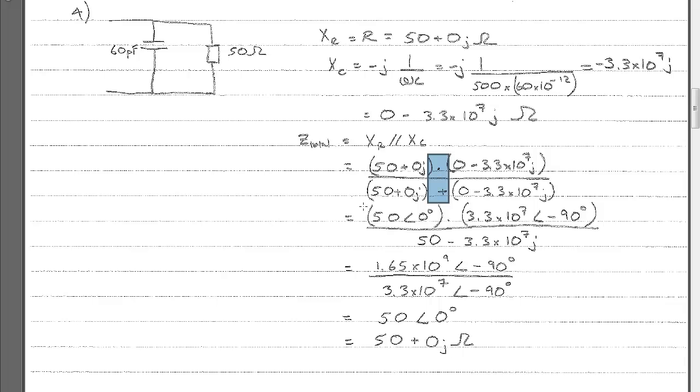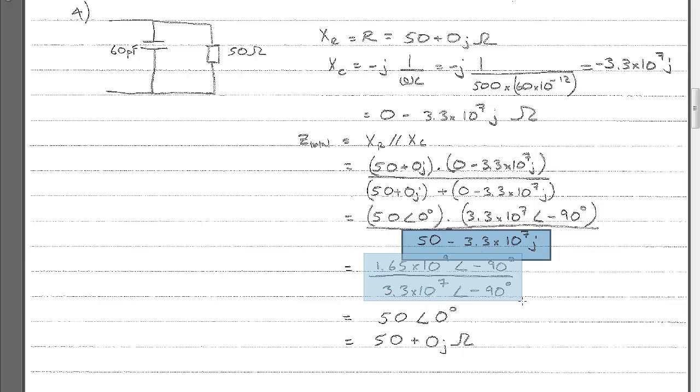So the top one I convert to polar form because we want to do a multiplication. So that becomes 50 at an angle of 0 multiplied by 3.3 times 10 to the 7 at an angle of minus 90 degrees because it's a capacitor. So this minus j becomes minus 90 degrees because there's no real part, we can do that straight up. For the bottom, I've just added those components together because they're both in rectangular form already, so we get 50 minus 3.3 times 10 to the 7 j.